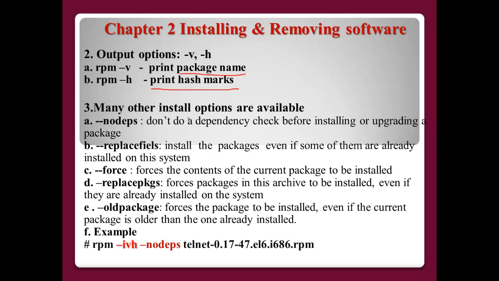And number 3, many other install options are available. For example, --nodeps. In this case, don't do dependency checking before installing or upgrading a package. I already told you RPM does not support dependency checking. So sometimes when we try to install some packages, you will see an error message because of the dependency checking. In this case, if we don't want the installation to check dependent packages, we can use --nodeps like this.